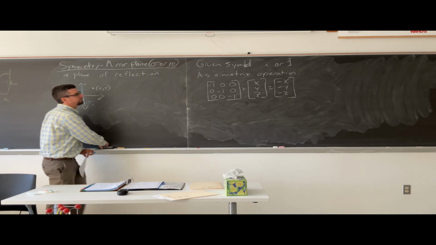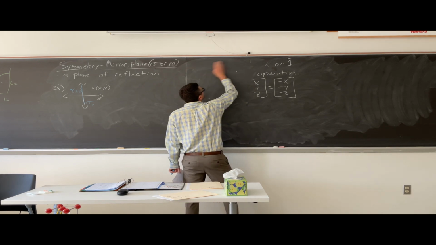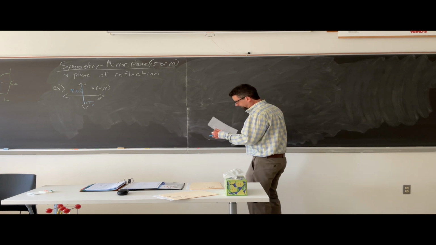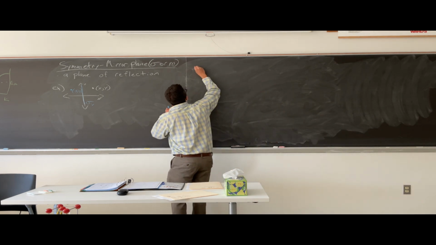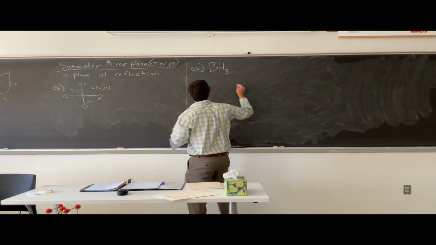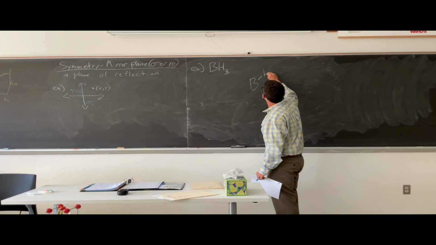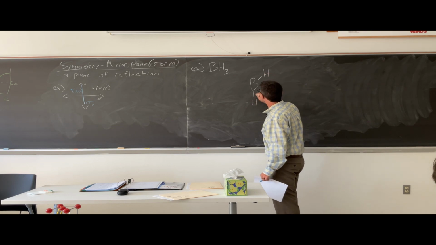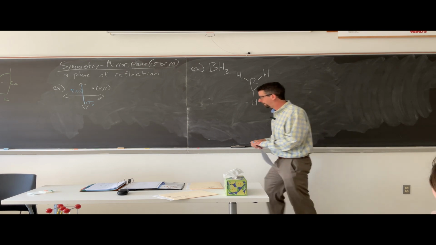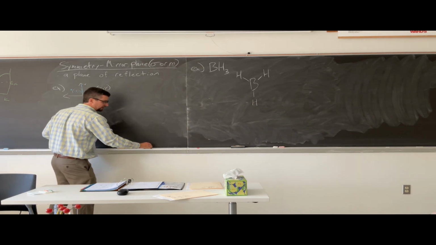Okay, let's look at a molecule. BH3. If we draw the Lewis structure, BH3, we get this. Okay, we know this is a 3-dimensional object.